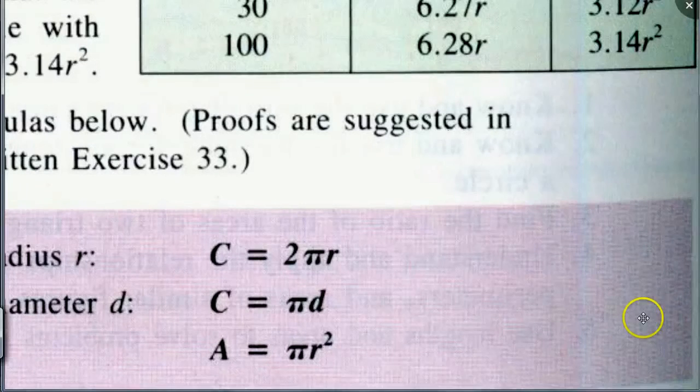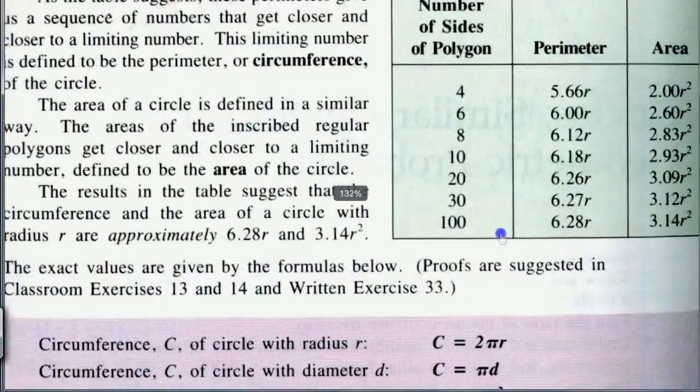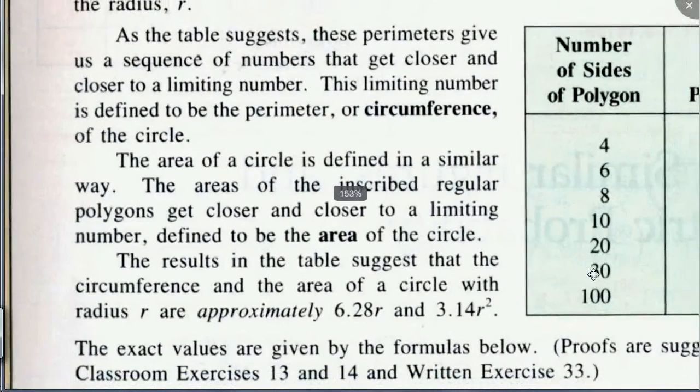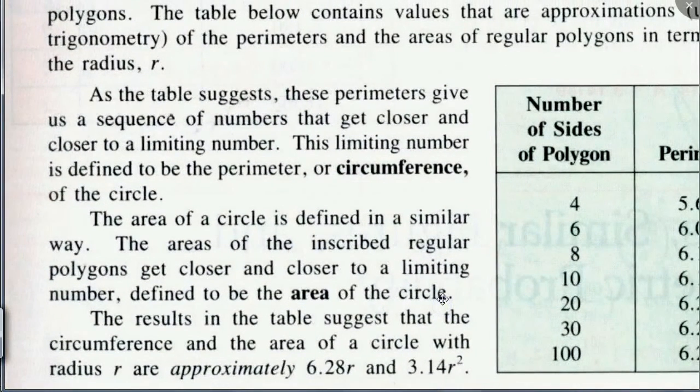So Austin, why don't you read this for us? See if this makes sense, because this is sort of a summary of what we just talked about. As the table suggests, each of the perimeters gives us a sequence of numbers that get closer and closer to a limiting number. In this case, this limiting number is what? Pi, right? 3.14, that goes on forever. Go ahead.